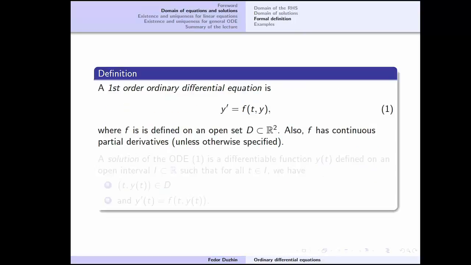So here is the definition. A first order differential equation is the following expression: y prime equals f of t, y. Here f is supposed to be a function of two variables, and it is supposed to be defined on an open set. Previously we considered some cases when the domain is not necessarily an open set, but it is more convenient to work with open sets. You will see it after the application exercises in the next week.